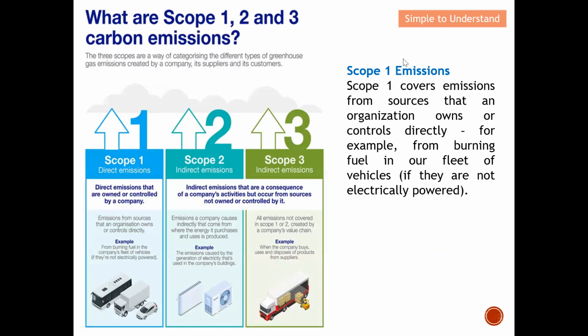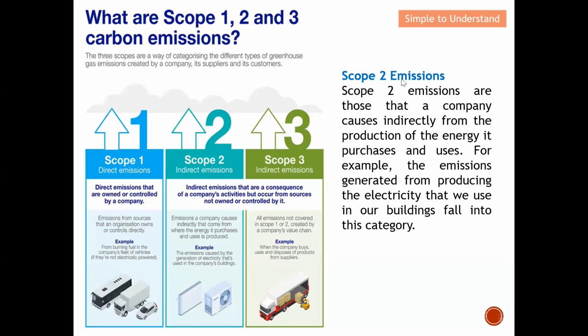Let's quickly go through what scope 1, scope 2, and scope 3 emissions are. Scope 1 covers emissions from sources that an organization owns or controls directly, for example, from burning fuel in our fleet of vehicles. For example, a company owns vehicles. These are all direct emissions under scope 1, because the vehicle belongs to the company and the company owns it and can also control it. So this category falls under scope 1.